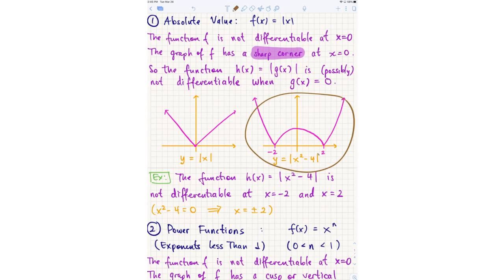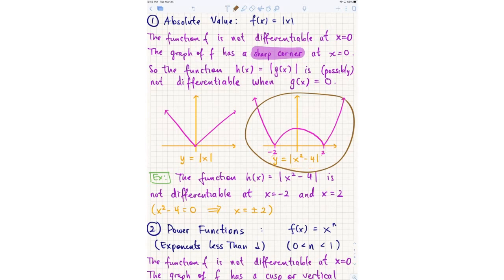Notice that this is the graph of the function y equals absolute value of x squared minus 4. If I were to set the inside of the absolute value to 0, I would get x squared equals 4, so -2 or 2. So notice that at x equals -2 and 2, I have cusps. So anywhere where an absolute value is equal to 0, that means you can get a cusp or a corner.